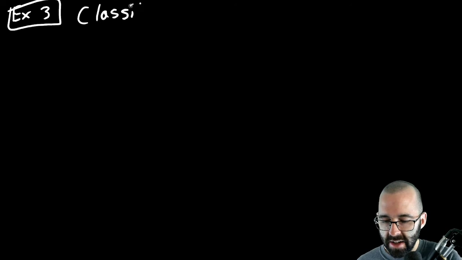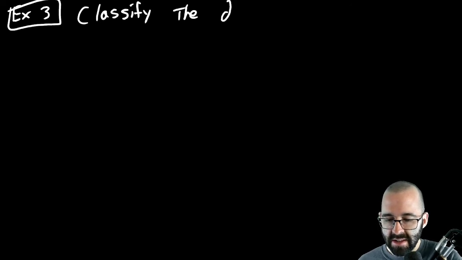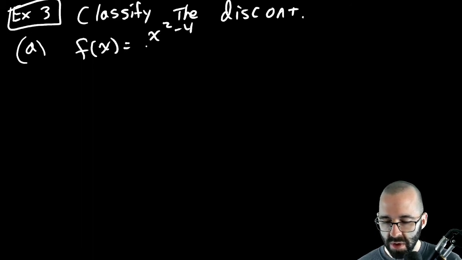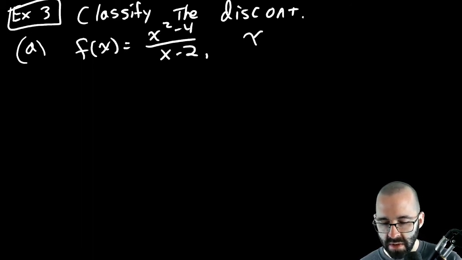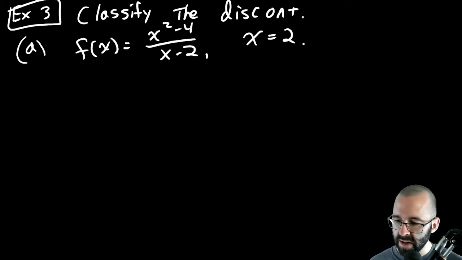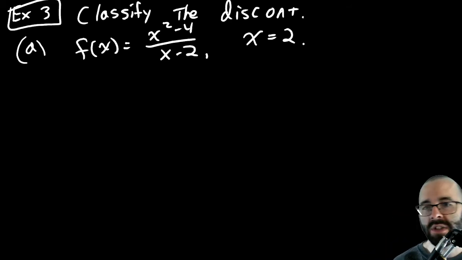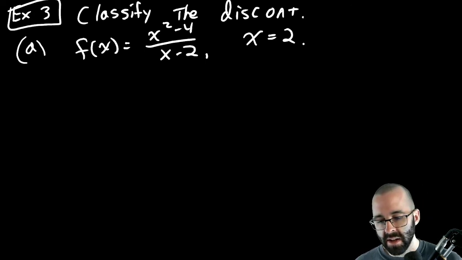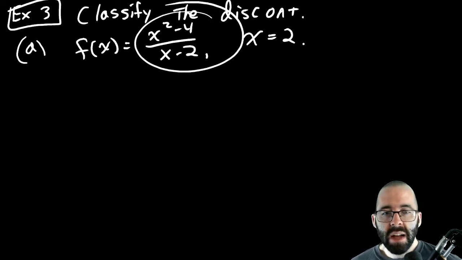Let's do that. Classify the discontinuity. Part A, let's look at this function. F of x equals x squared minus 4 over x minus 2 at x equals 2. And I'm pretty sure we did this example. Yep, that was 1C. And we showed, yes, this is a discontinuity. The question is, what kind? And the answer can be found by graphing.